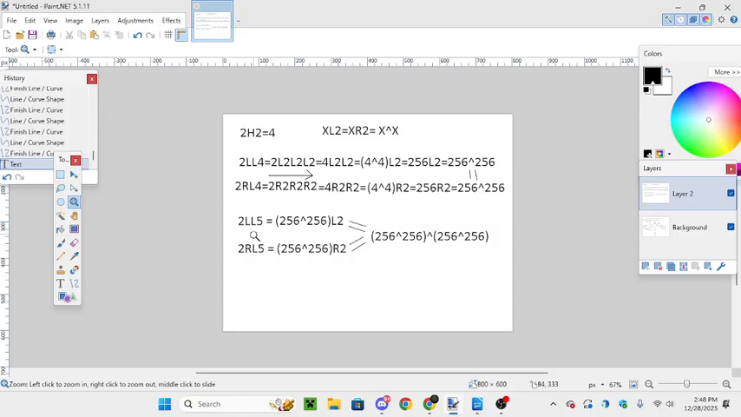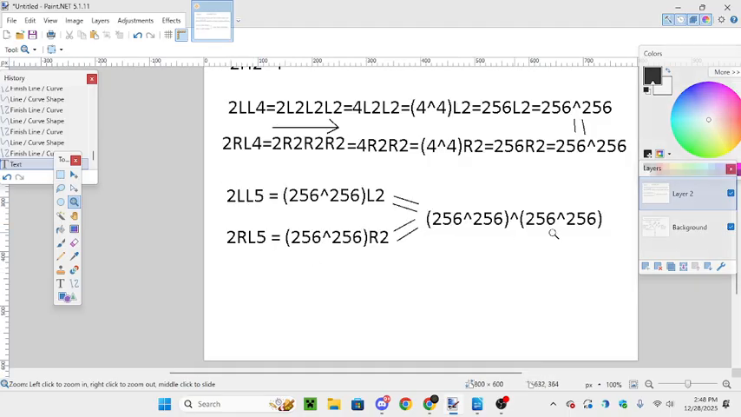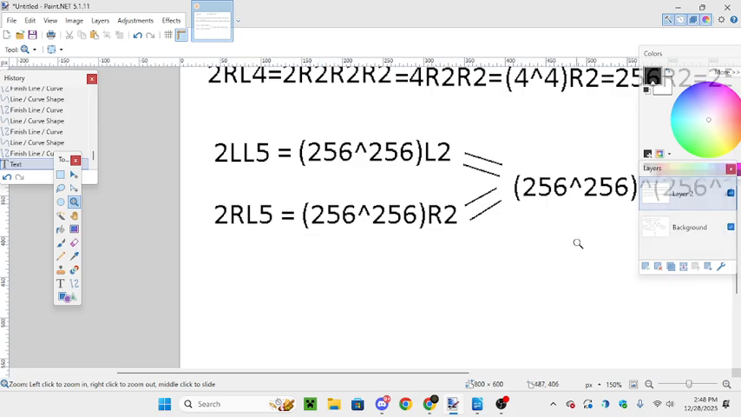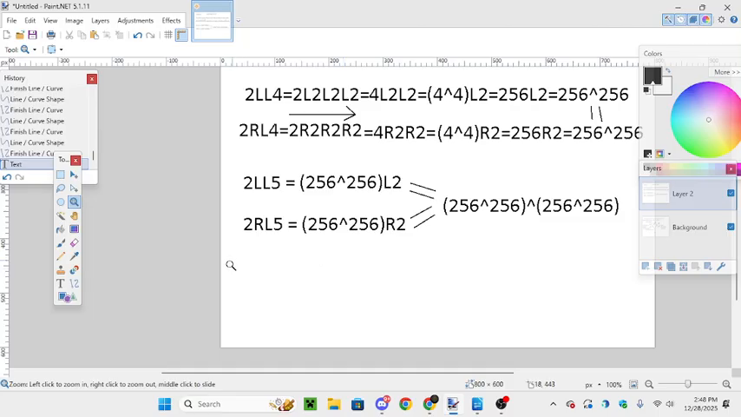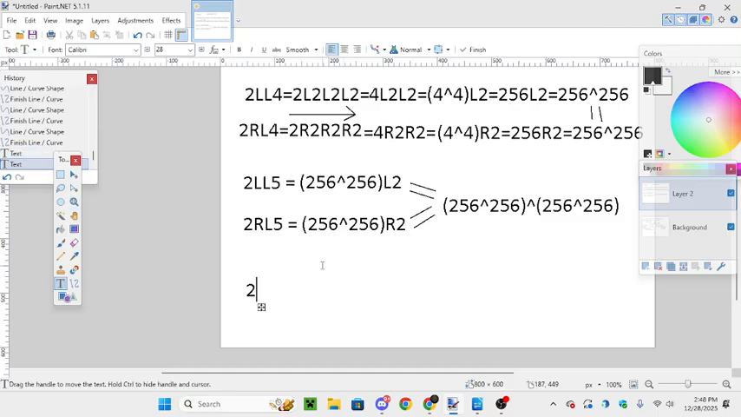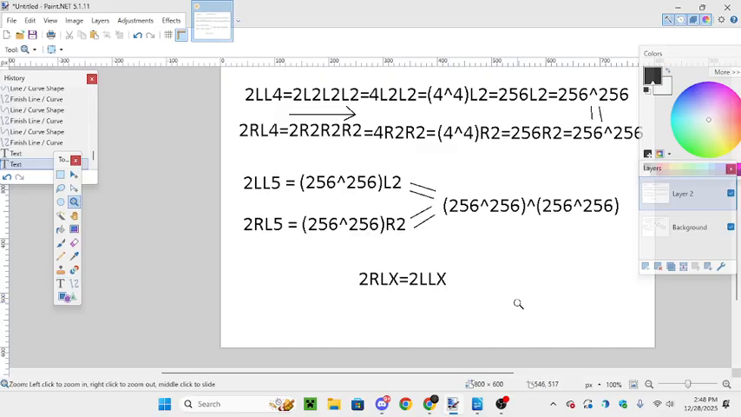The double left pentation of 2 is the same as the left pentation of the right tetration of 2. It's not just that these two numbers are equivalent. 2RLX, these two functions are equivalent. And I hope you can understand my notation here. These two functions are equivalent.